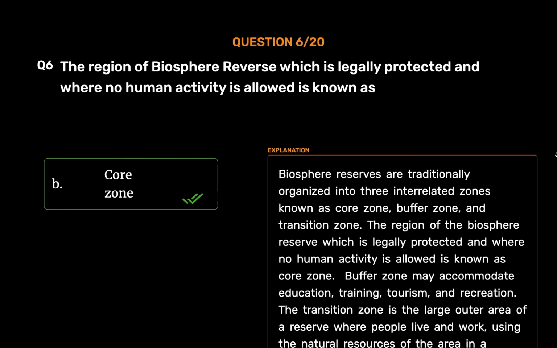Core Zone. Biosphere reserves are traditionally organized into 3 interrelated zones known as Core Zone, Buffer Zone, and Transition Zone. The region of the Biosphere Reserve which is legally protected and where no human activity is allowed is known as Core Zone. Buffer Zone may accommodate education, training, tourism, and recreation. The Transition Zone is the large outer area of a reserve where people live and work, using the natural resources of the area in a sustainable manner.